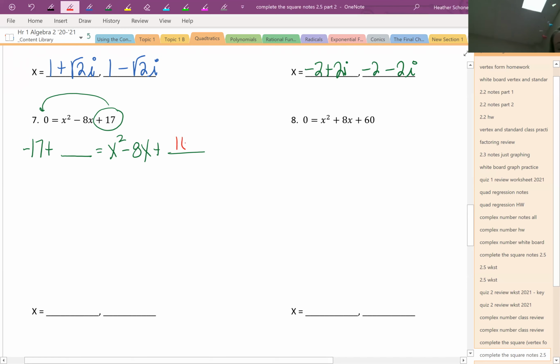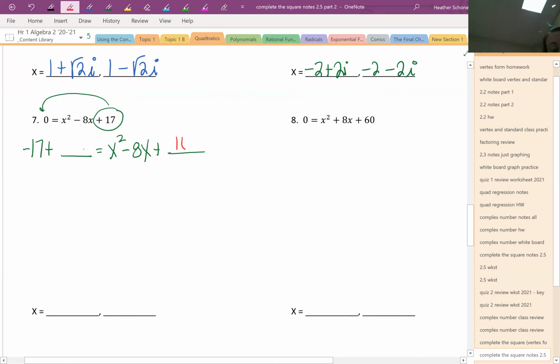Now my pen won't write. Well, it's totally frozen. Hold on. What could I do to get it to write? I don't know. Okay, well, we're just going to talk through it.